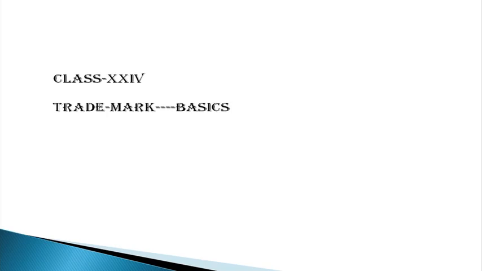Okay. So now we will discuss another form of IP, that is trademark. So these are the three forms of IP we already discussed. Now in this module itself I have clubbed another form of intellectual property or industrial property, whatever you think, that is called trademark. Okay. So I will discuss the trademark also.